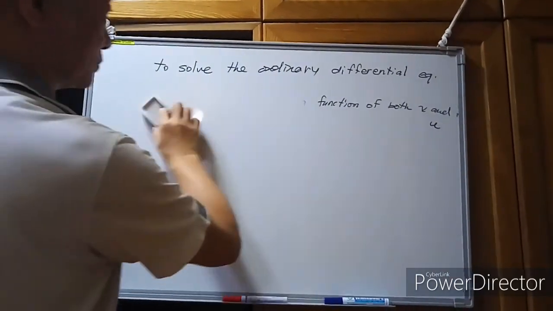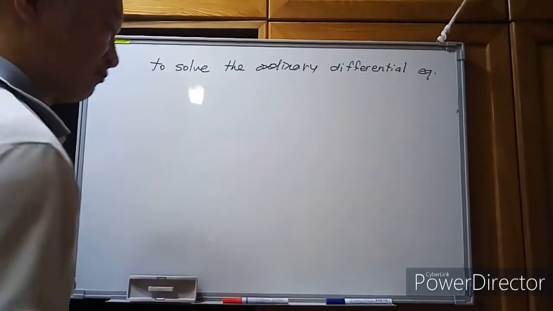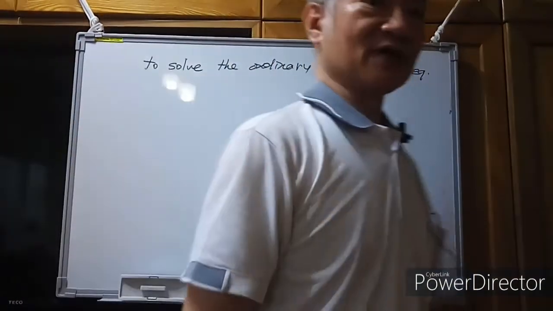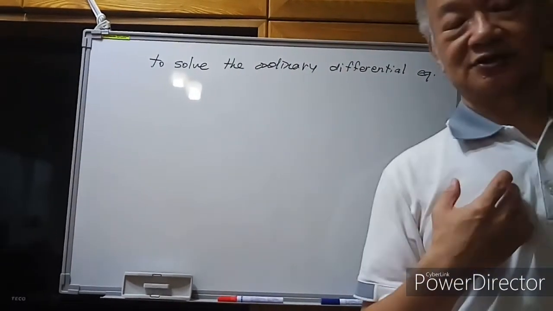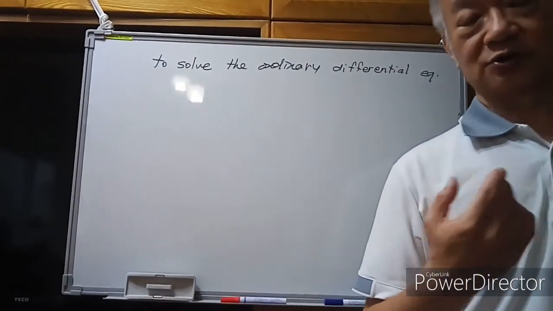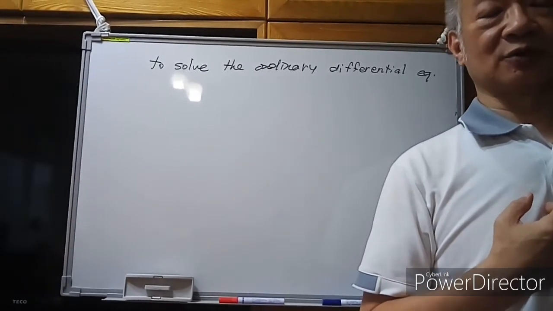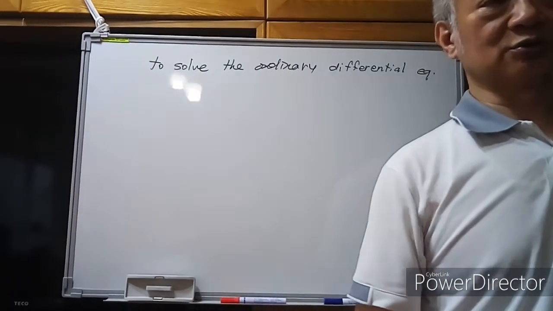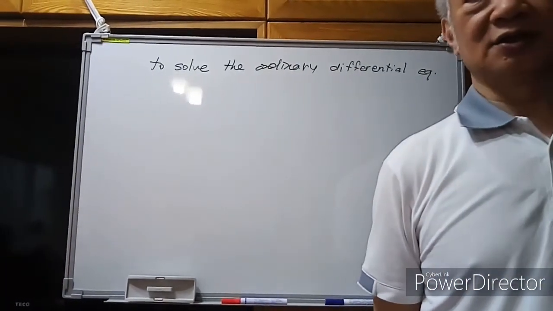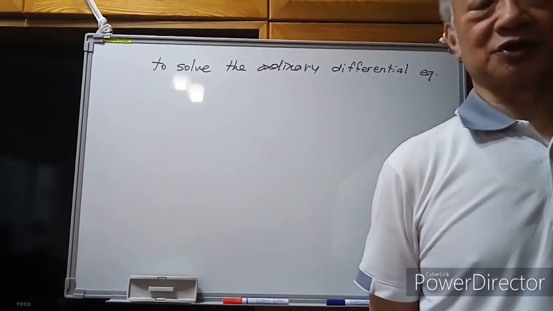So far I introduced two different methods. The first method is Euler's method. The second method is the second order Runge-Kutta method. And I'm going to give you problems, and you need to solve these problems as your term project.